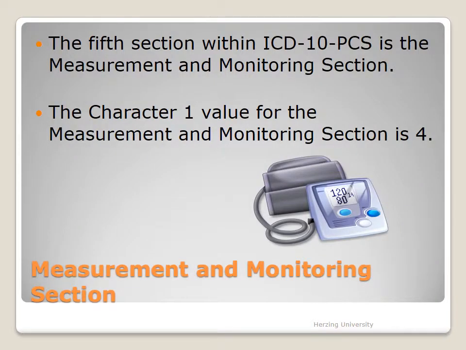Measurement and monitoring section of ICD-10 PCS is the fifth section. Measurement and monitoring is used to report procedures in which a physiological or physical function is measured or monitored. The character 1 value for measurement and monitoring is a value 4.